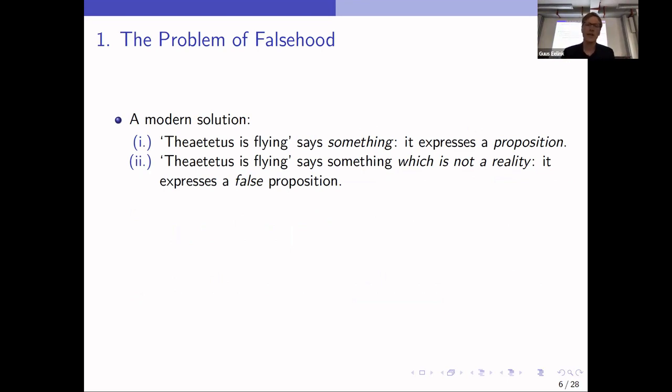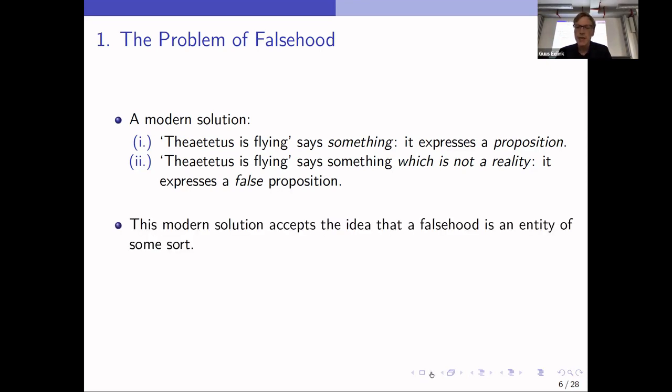So what is characteristic of this solution, I think, is that it in fact accepts an idea which underlies and motivates the falsehood puzzles, namely that a falsehood is an entity of some sort, an entity that has the feature of being something, of existing somehow on the one hand, and on the other hand of being false. And in this solution, the role of that entity is played by a proposition.